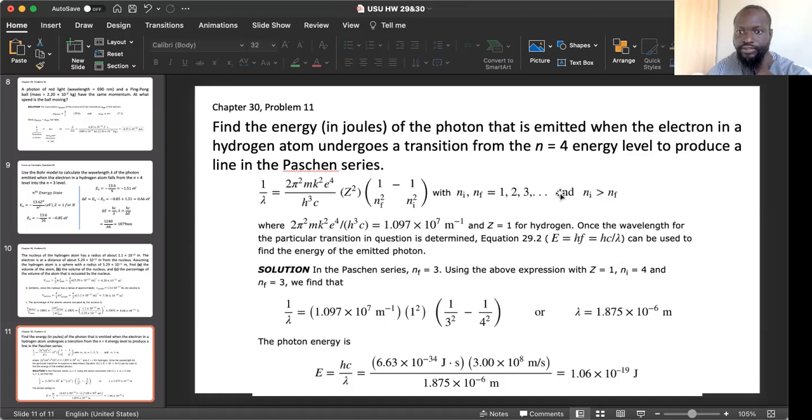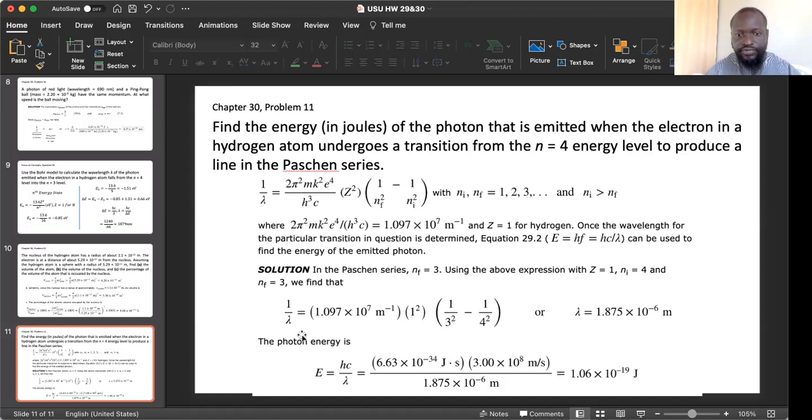We are going from 4 to 3. So we have 1 over 3 squared minus 1 over 4 squared, because when you emit a photon, it means you are going down from the 4th level to the 3rd level. So 1 over 3 squared minus 1 over 4 squared. And then from here, we'll get our lambda.